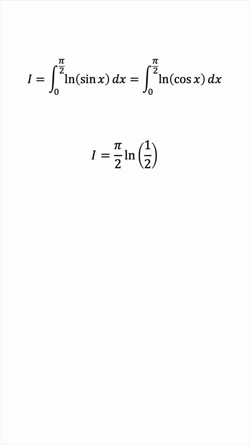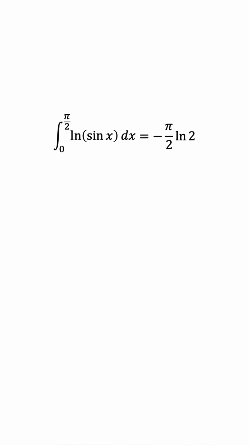Now the final thing we can do is just use a property of logs to rewrite this as negative pi over 2 times the natural log of 2. But that's it. That's the final answer. The integral we started with is exactly equivalent, or let's say converges to, negative pi over 2 times the natural log of 2.